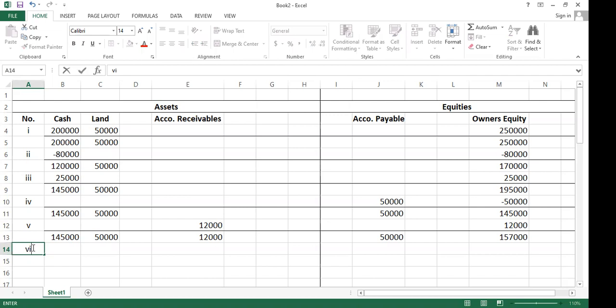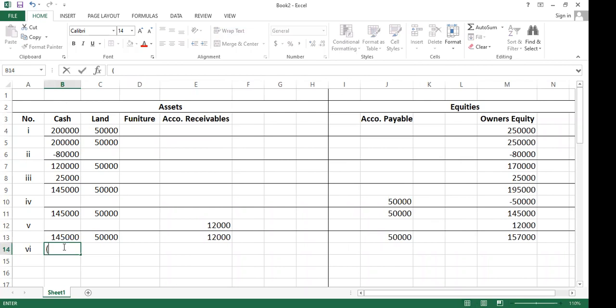6 is purchase furniture of the value of 5,000 by cash. Newly add furniture account, it is asset. Deduct from cash 5,000 and add furniture 5,000, and owner's equity add 5,000 and minus 5,000 is not changed.